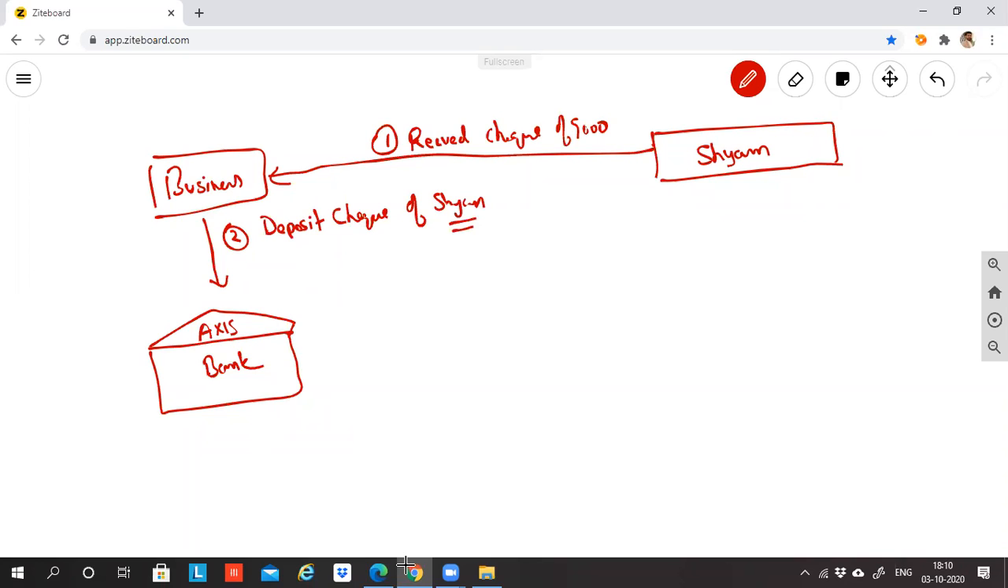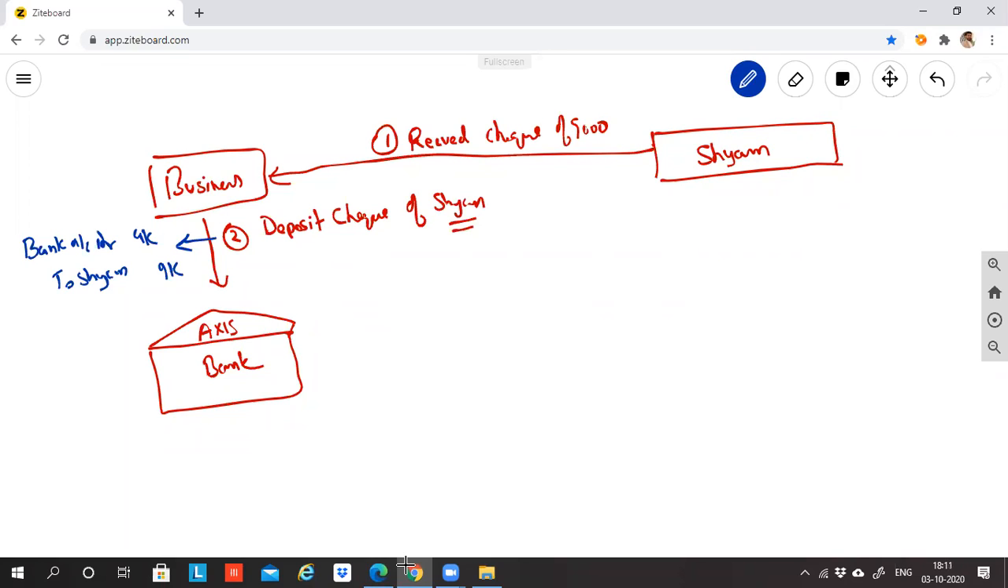Now please tell me, Rakesh, when this check is deposited into the bank account, will the accountant pass any journal entry in the books of accounts? Yes, sir. He will pass the entry: bank account debit to Shyam. Yes, bank account debit to Shyam account. Can you please explain the meaning of this journal entry, Rakesh? So here, Shyam has purchased some goods on credit from us, and he is actually repaying, I mean, settling his debts to us.